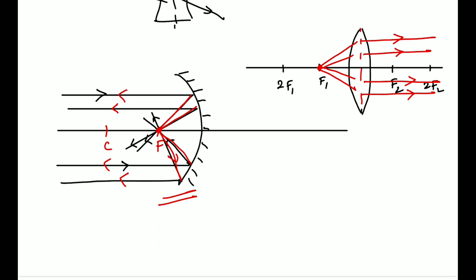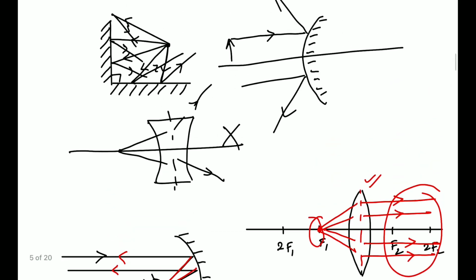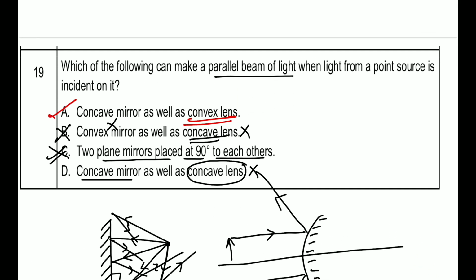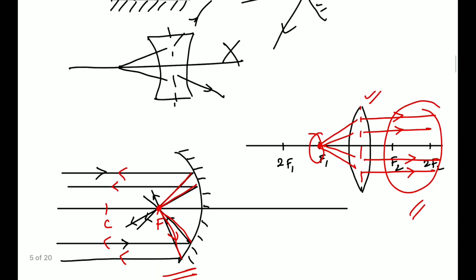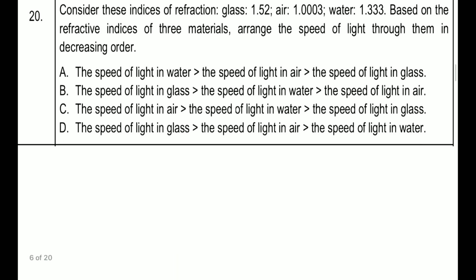That is also a possibility. So we can actually find it like that also. So basically your point source is making the rays parallel, right? So this is actually fitting my description. The answer to this question is concave mirror as well as convex lens. I hope that is understandable. Okay, great. So if that is understandable, let's move forward to question number 20.